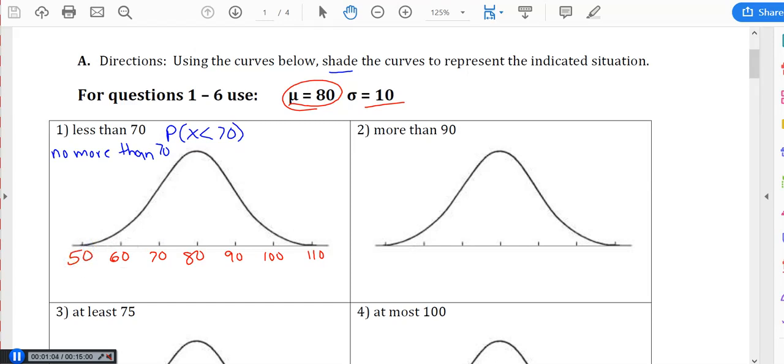Seeing how it wants me to have less than 70, what's the probability when I'm less than 70? I'm going to put my line up at 70. And because it falls on a value already I've marked, I don't have to do anything with that. Just shade it in. So everything going to the left would be less than 70.